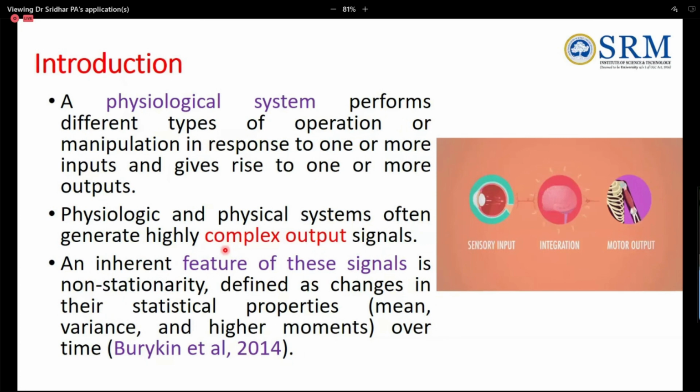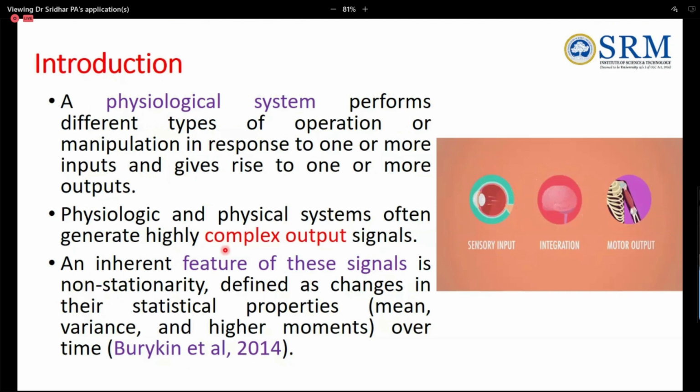The inherent feature of these signals is that they are non-stationary, defined as changes in their statistical properties, in mathematical terms, and they also change over time. That is why we want to see a time-varying signal with respect to how it responds to the physical system here.